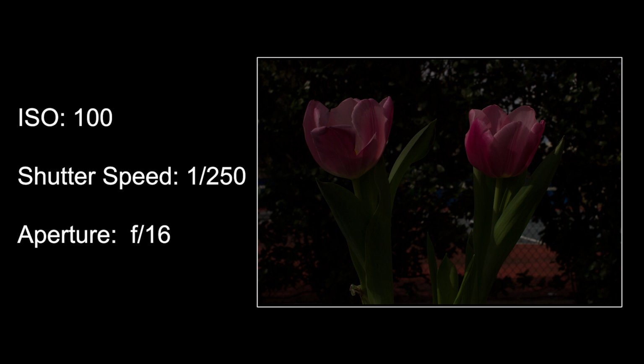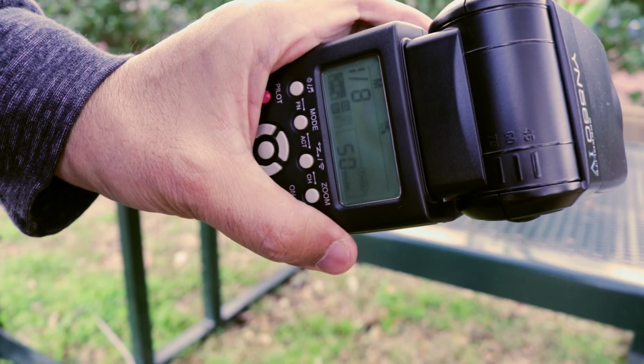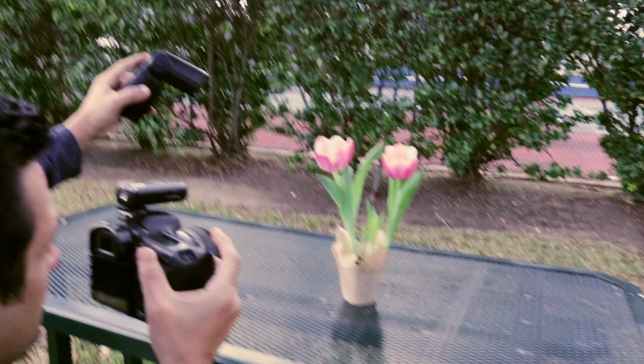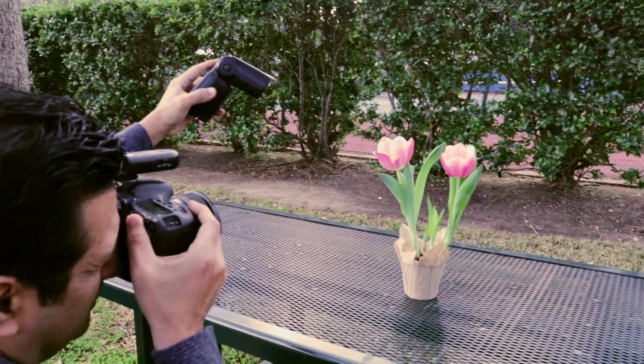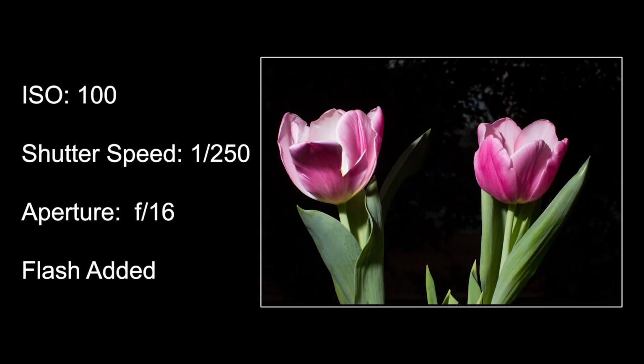So now that we know our ambient light has gone pretty dark with these settings, it's time to bring in some flash to properly illuminate our subject area. Our camera settings stay the same, and our flash is set to 1/8 power. So now our tulips are benefiting from the flash and our background remains pretty dark. This is what we want.